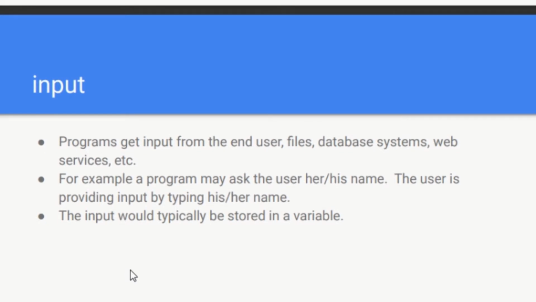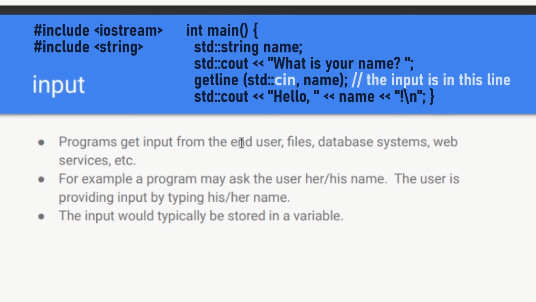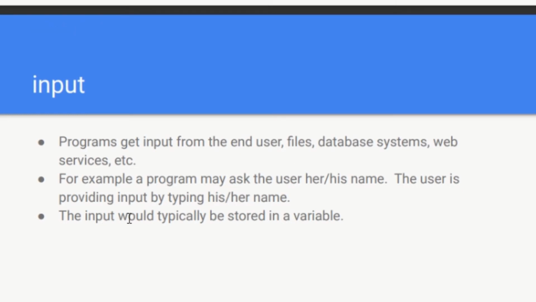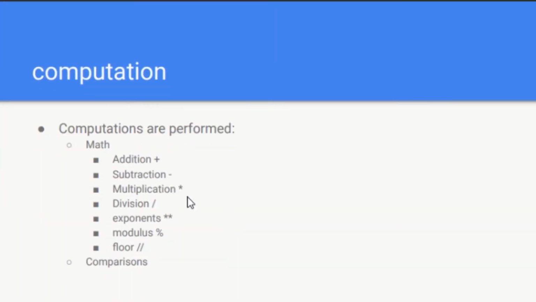There are inputs in every code. So programs get inputs from the end user, files, database systems, web services, and etc. For example, a program may ask the user his or her name, and the user would provide the input by typing his or her name. And the input would typically be stored in a variable, usually a string. A string is something that is in quotations.